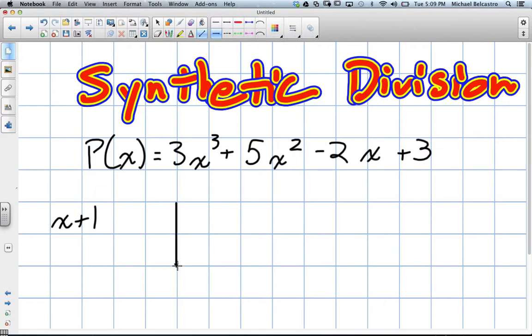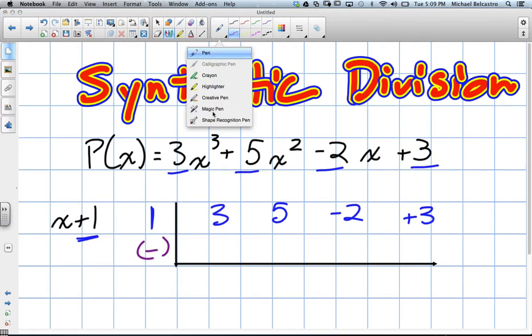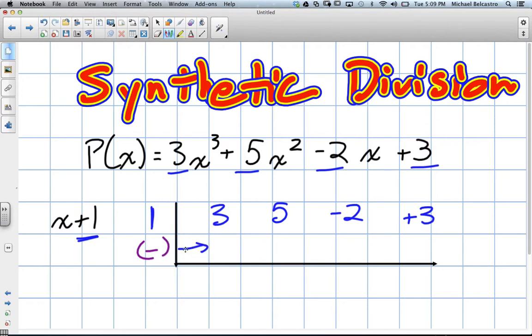So we go to set this up. It kind of looks like an upside down long division. We take all of our coefficients, so positive 3, positive 5, negative 2, and positive 3, and we write them in. So we have 3, 5, negative 2, and positive 3. We take this value, negative 1, and we're going to be working with subtraction across this line. So I draw a subtraction sign to remind me that we subtract all the way across here.